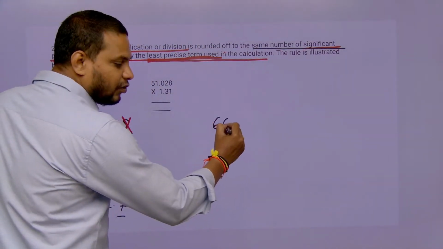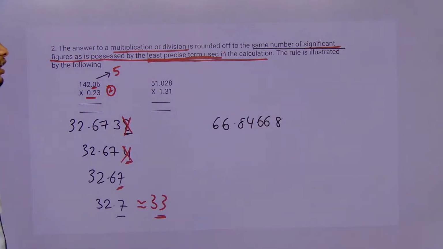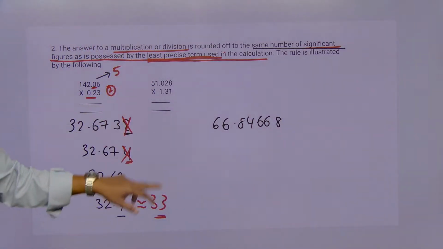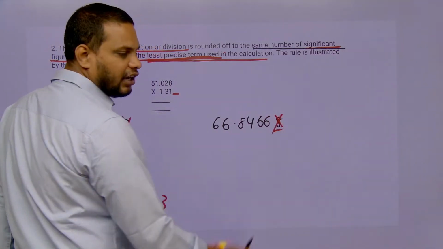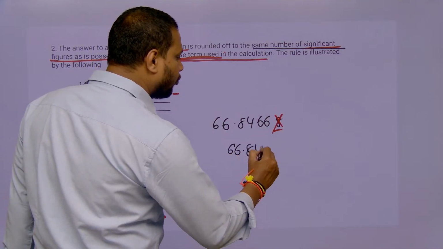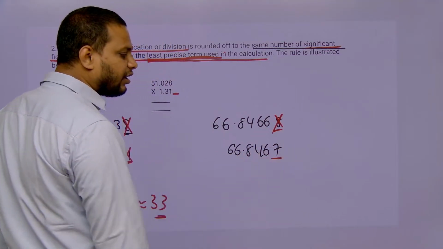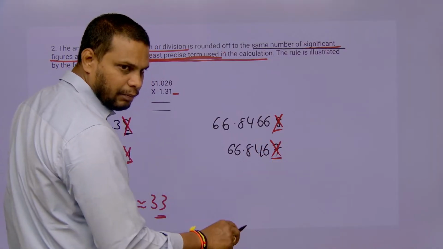66.84668. Now see, we have to reduce till 3 significant numbers. So last digit is greater than 5. Cut down this, previous number plus 1. So 66.8467. Last digit greater than 5. So cut down the last digit, previous number plus 1.